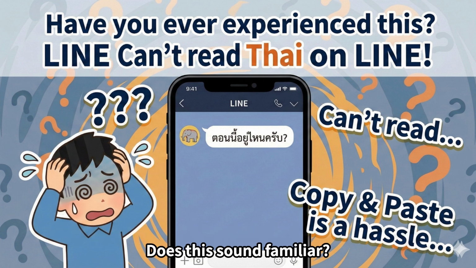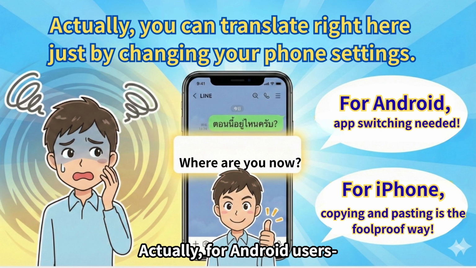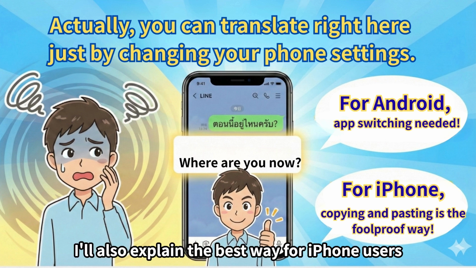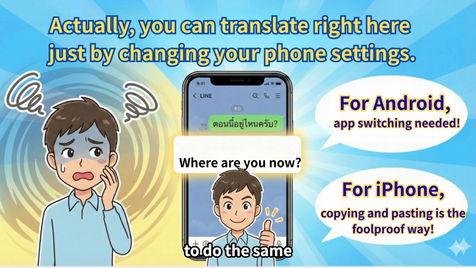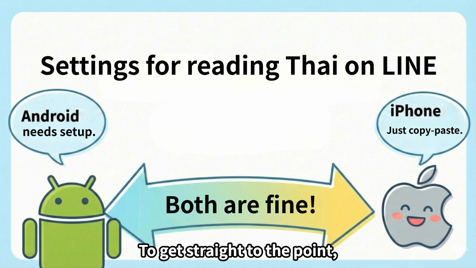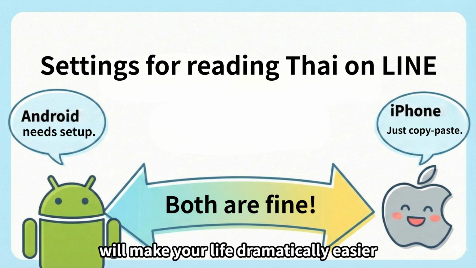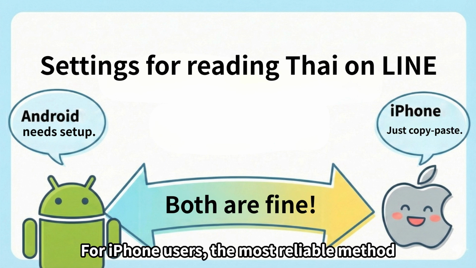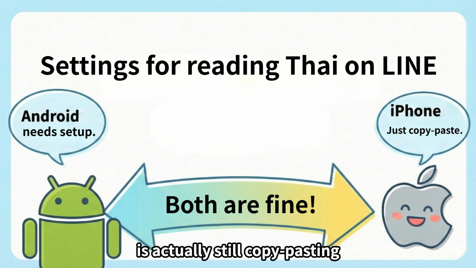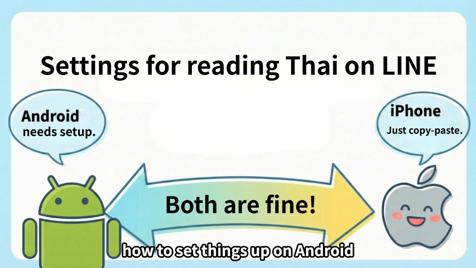Does this sound familiar? Actually, for Android users, there's a simple setting that lets you translate messages right where they are without ever switching apps. I'll also explain the best way for iPhone users to do the same. To get straight to the point, for Android users, a quick settings change will make your life dramatically easier. For iPhone users, the most reliable method is actually still copy-pasting. Now, let's start with how to set things up on Android.